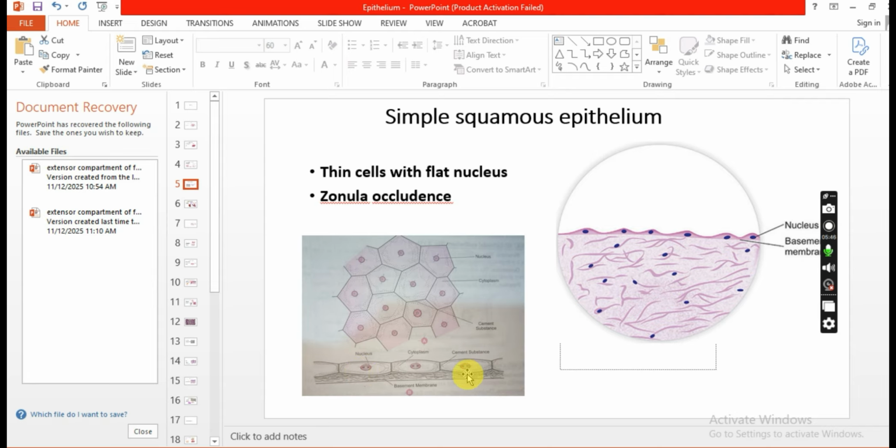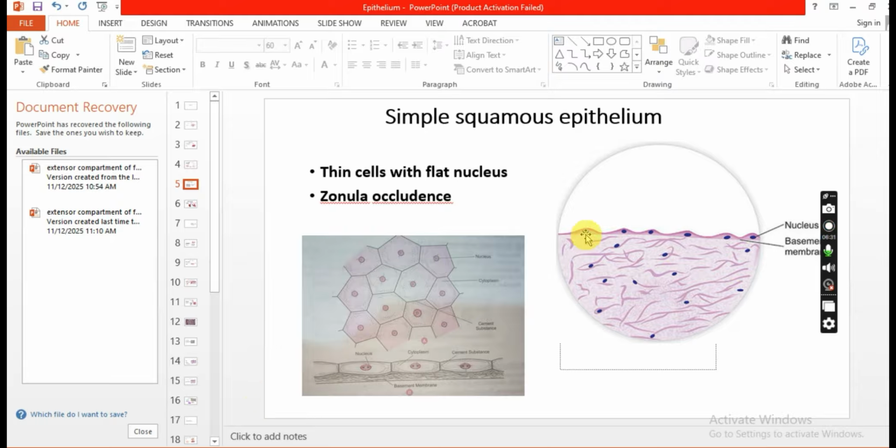Naturally, they have very few organelles and a small amount of cytoplasm, so they are not very metabolically active. The adjacent cells are connected with each other by a special type of cell junction called zonula occludens, otherwise called tight junction. So anything that has to pass across the epithelium has to pass through the cells, not between the adjacent cells. Understood? It cannot pass through a gap between two cells, but has to pass across the cell.